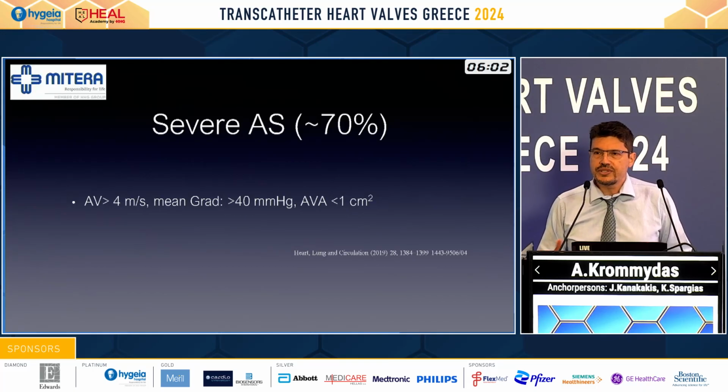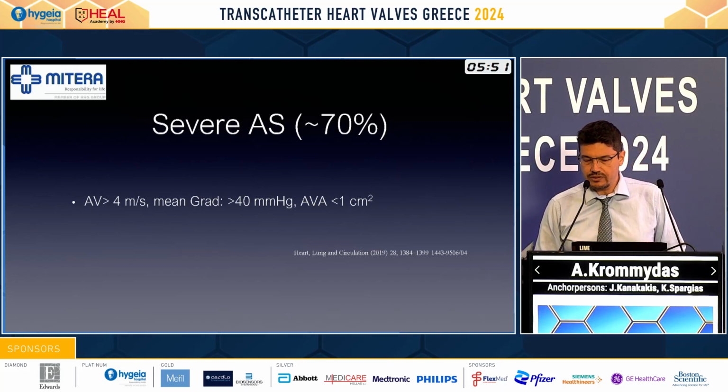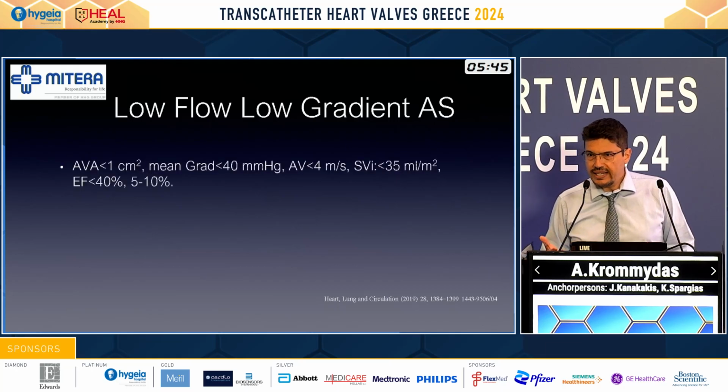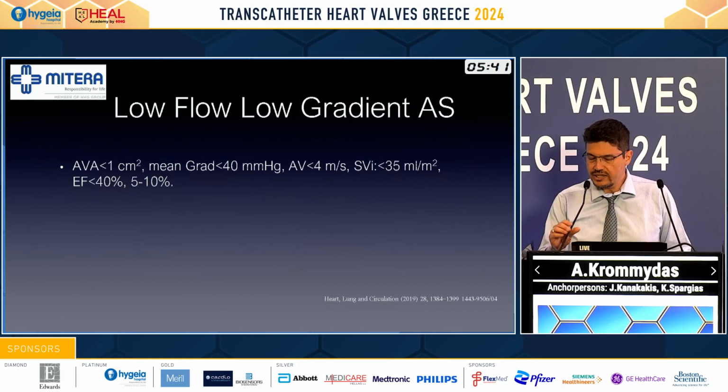Now, the straightforward scenario, the majority of the cases: we have velocities more than 4, mean gradients more than 40, and the area less than 1. That's the straightforward case. We know it's severe aortic stenosis. But there are some cases of low-flow, low-gradient AS, with area less than 1 square centimeter, gradients less than 40, velocities less than 4, with a stroke volume index less than 35. This normally concerns patients with ejection fraction less than 50, or less than 40%.